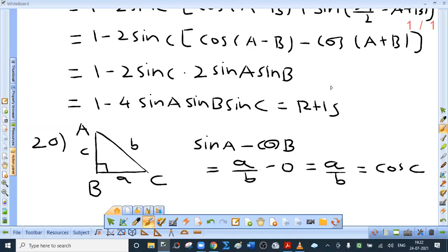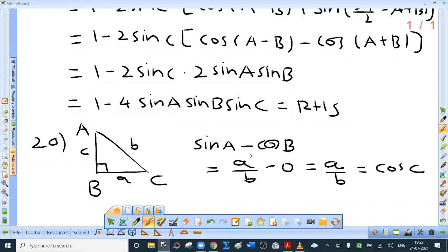Sum number 20. In any triangle ABC, if sin A minus cos B is cos C, then prove that angle B is pi by 2. Actually, I have taken this otherwise. If the major angle B in triangle ABC is 90 degrees, then sin A minus cos B is cos C. See, this is triangle ABC with major angle B equal to 90 degrees. This is the convention. The side opposite to angle A, its length is denoted by small a, and so on.